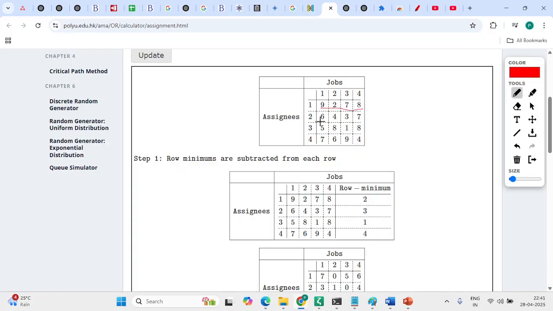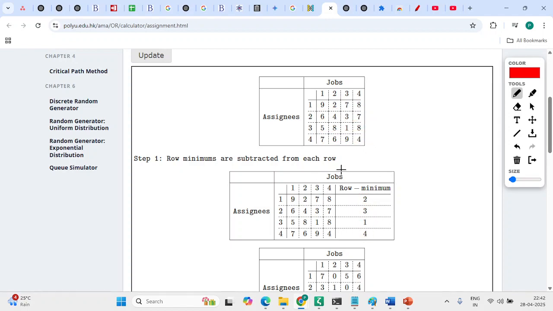Okay, so the first step is that from each row, so these are the rows, this is row number 1, row number 2, row number 3, row number 4, we have to identify the smallest number. So in this row 9, 2, 7, 8, the smallest number is 2. In this row 6, 4, 3, 7, the smallest number is 3. In this row 5, 8, 1, 8, the smallest number is 1. And in this row 7, 6, 9, 4, the smallest number is 4.